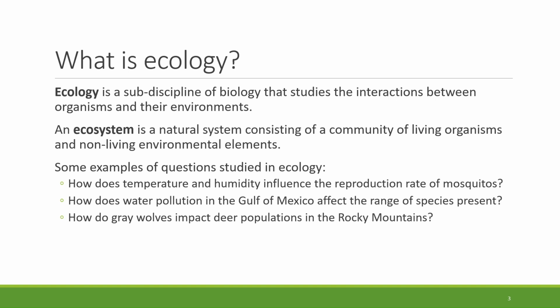So as you can see, all of these questions are looking at some aspect of an interaction between living things and their environment. The first question is asking how two characteristics of the environment, which are temperature and humidity, affect mosquito reproduction. The second question looks at how a consequence of human activity, namely water pollution, changes the species that live in the Gulf of Mexico. And then the third looks at how gray wolves, which are a natural predator of deer, impact deer populations. So in this case, wolves are considered part of the deer's environment. Yes, the wolves are also alive, but living things are part of the environment of other living things as well.